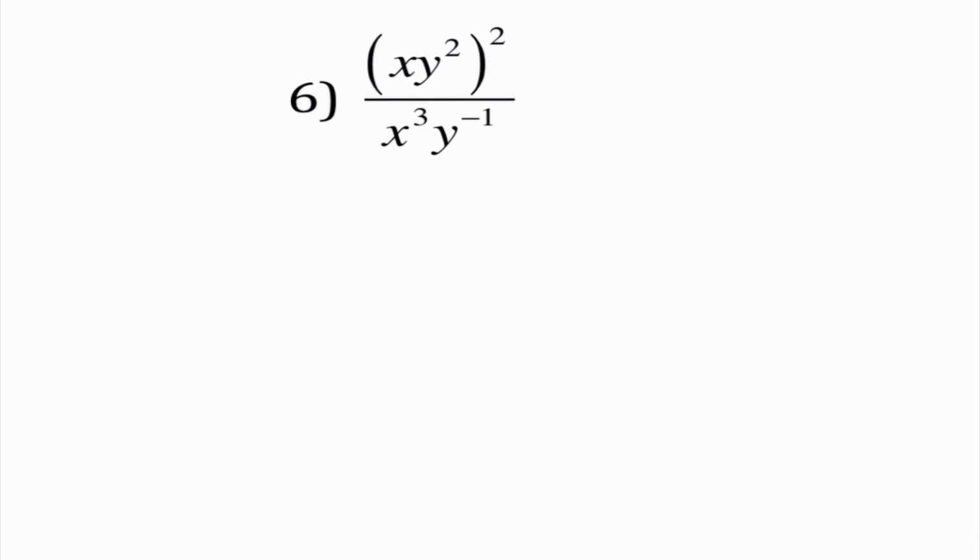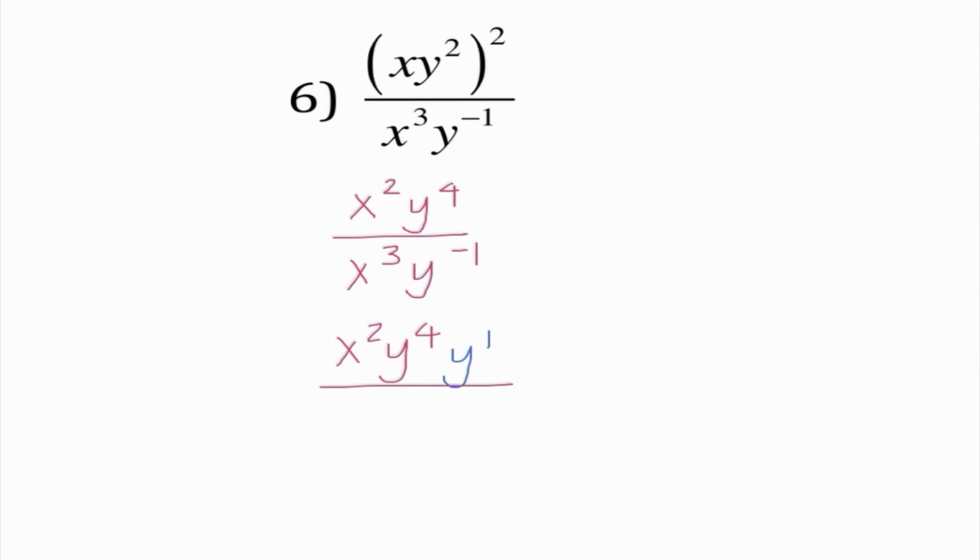Number 6, we have our numerator and we have our denominator, and I'm going to work on those separately. First I'm going to work on the numerator, and since I'm taking powers to a power, that's going to become x squared y to the 4th over x cubed y to the negative 1st power. At this point, if we wanted to, we could battle, but first I'm going to move my negative exponents. So I'm going to think of this as x squared y to the 4th times y to the 1st over x cubed, because I want to make sure all my exponents are positive.